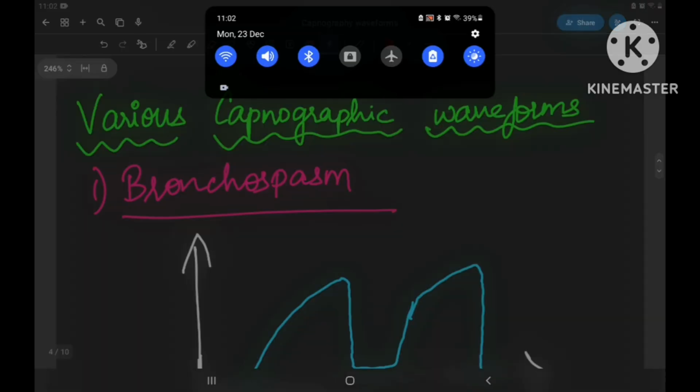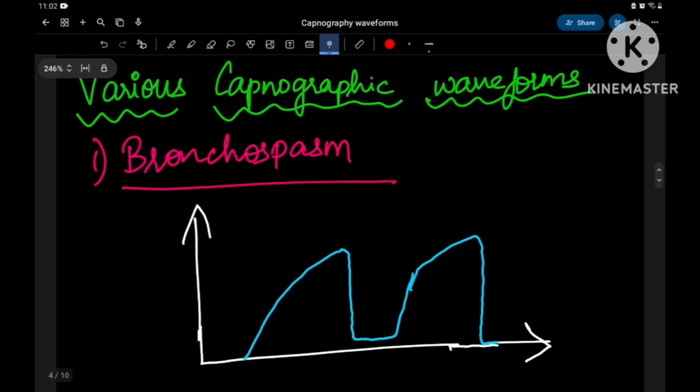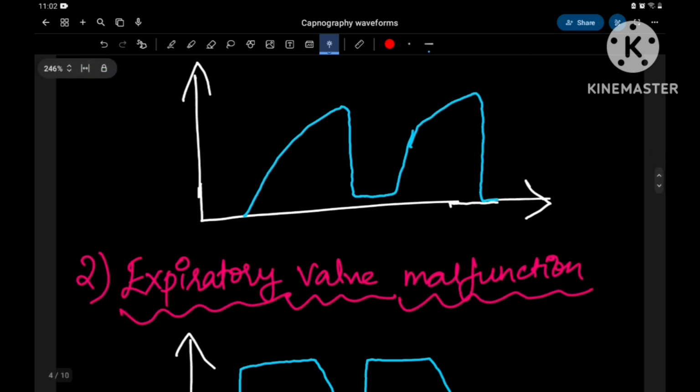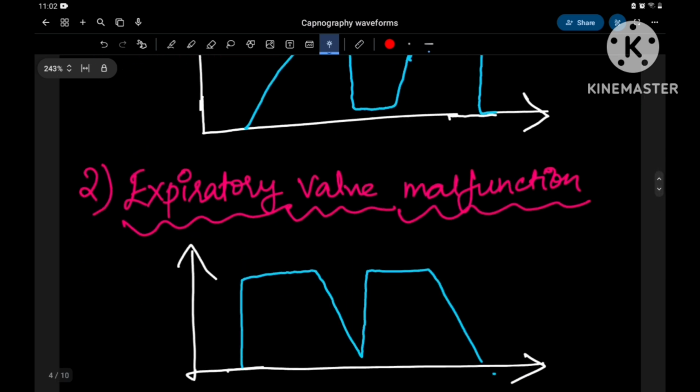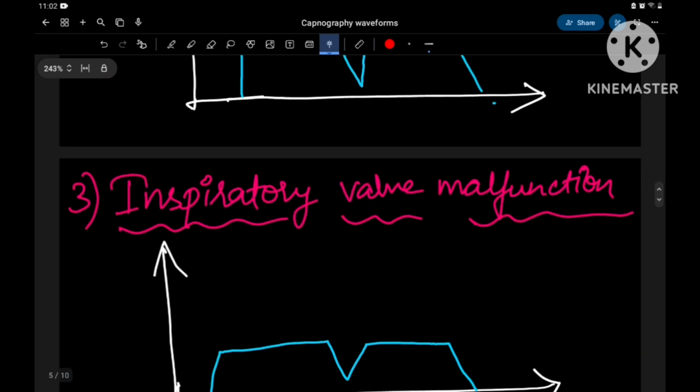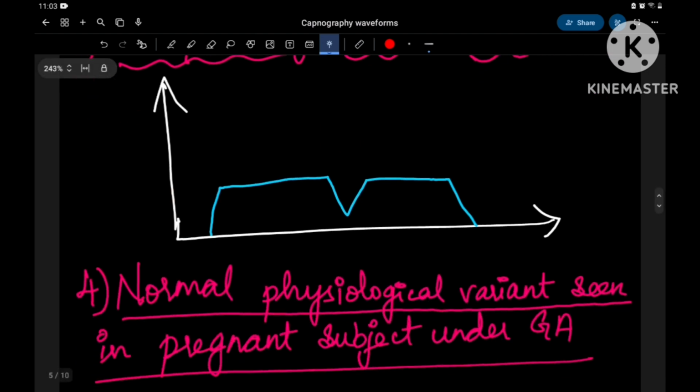Next, we saw the various capnograph forms. It is bronchospasm, which looks dolphin fin shaped, or dolphin wing. Okay, dolphin fin shaped. The next is expiratory valve malfunction, where there is a significant amount of expired carbon dioxide, and it is M shaped between two waveforms. Next is inspiratory valve malfunction. It has expired carbon dioxide, but slightly less, and it is also an M shape between two waves.